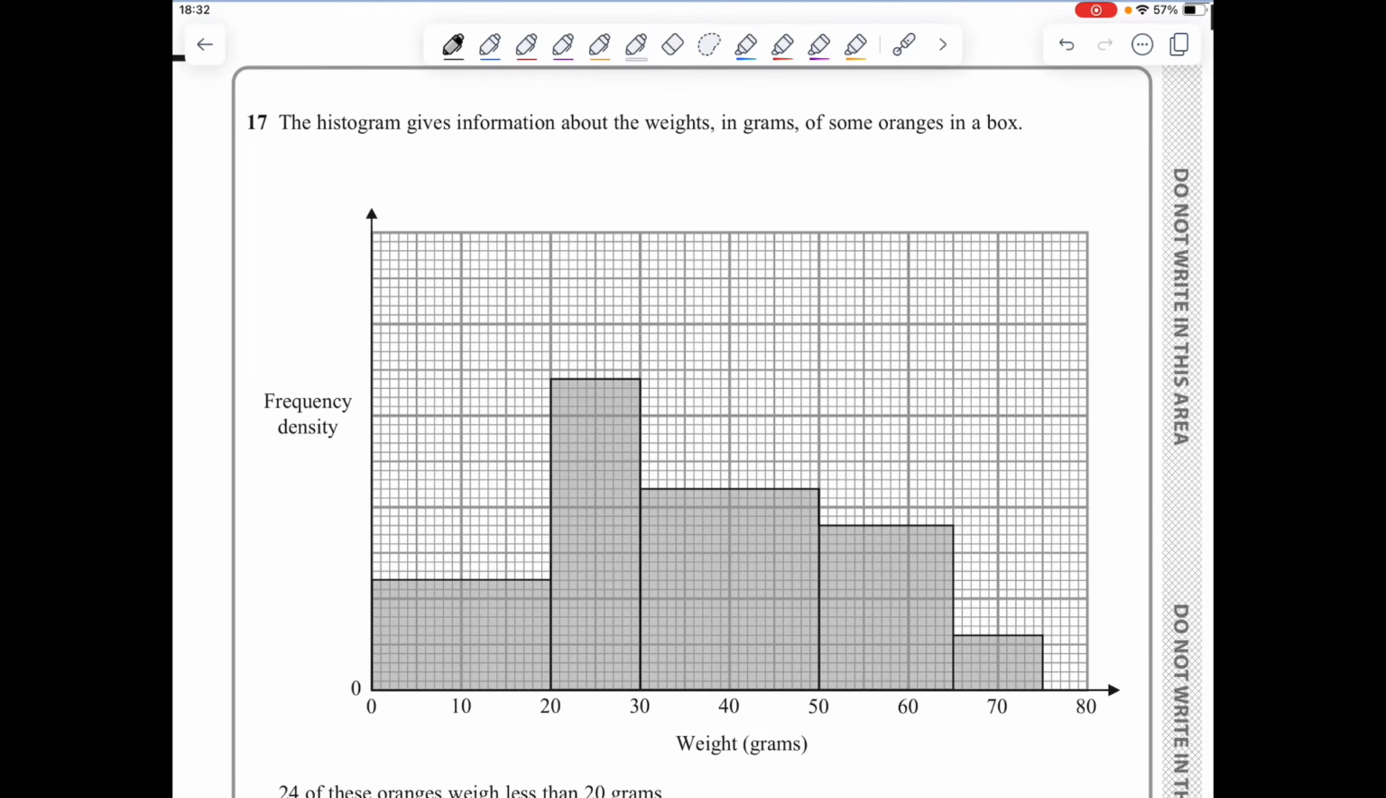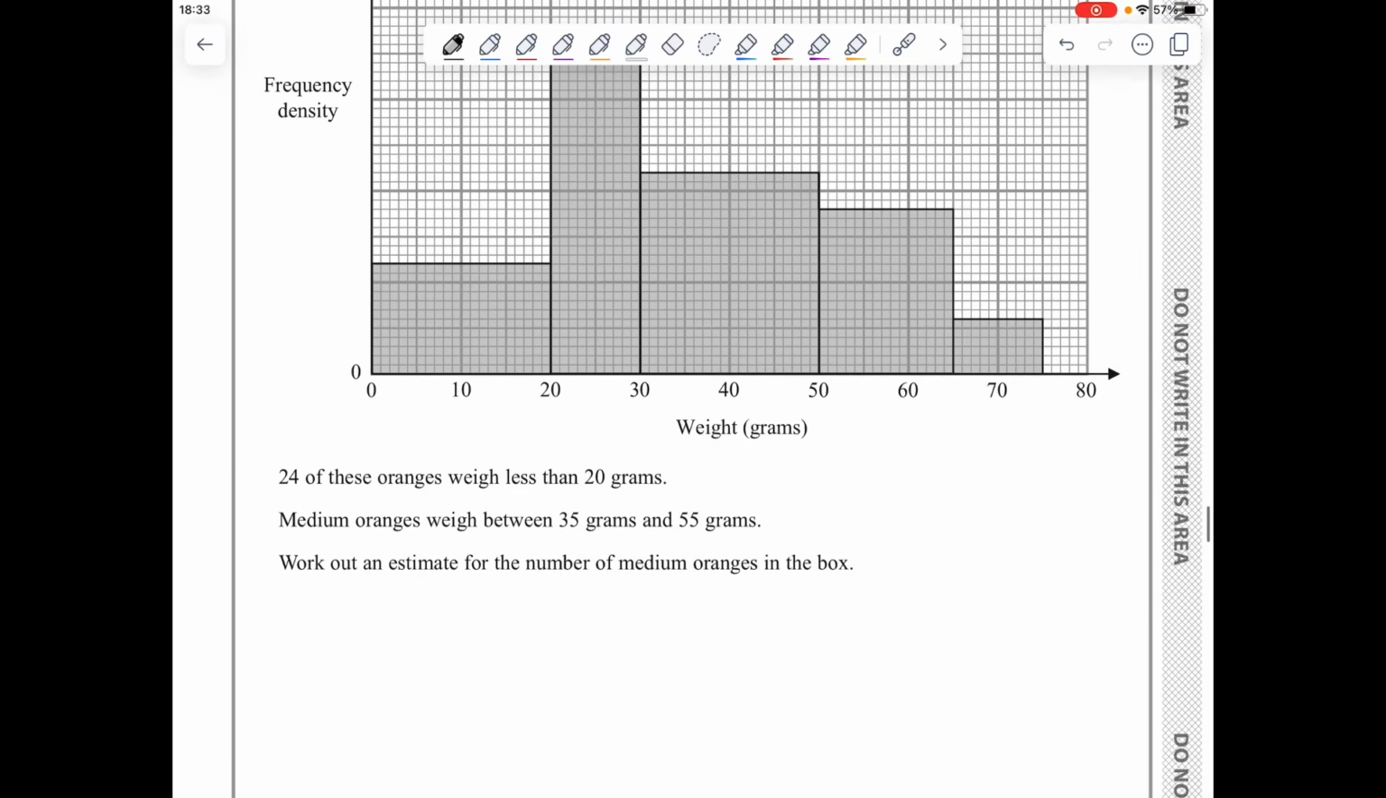For question 17, I'm given the following information. 24 oranges weigh less than 20 grams. Therefore, on the histogram, I'm referring to the following area. Now, for that rectangle, the base is 20. I don't know the frequency density, which is the height, but I do know that the area is 24. Therefore, 20 times the frequency density must be 24. Therefore, the frequency density is 1.2, which means that this height here is 1.2.